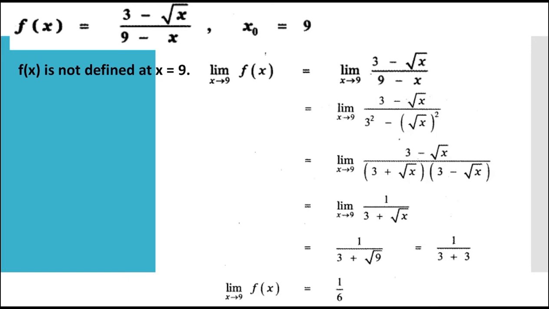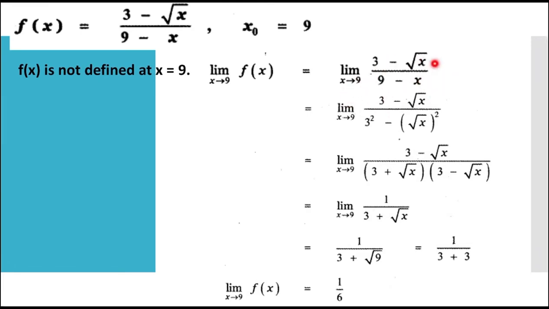Let us see another problem of this type. f of x is equal to 3 minus root x divided by 9 minus x, where x naught is equal to 9. Here the function f of x is not continuous at this point, x naught is equal to 9. So, we have to redefine this function f of x. So, f of x is not defined at x is equal to 9. So, limit x tends to 9, f of x is equal to limit x tends to 9, 3 minus root x divided by 9 minus x.